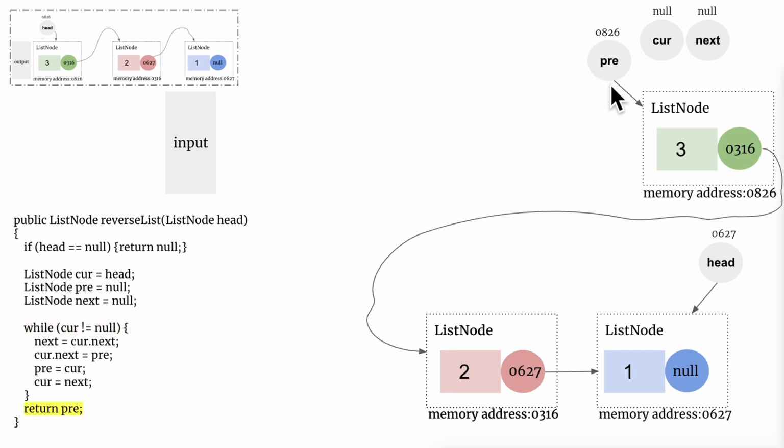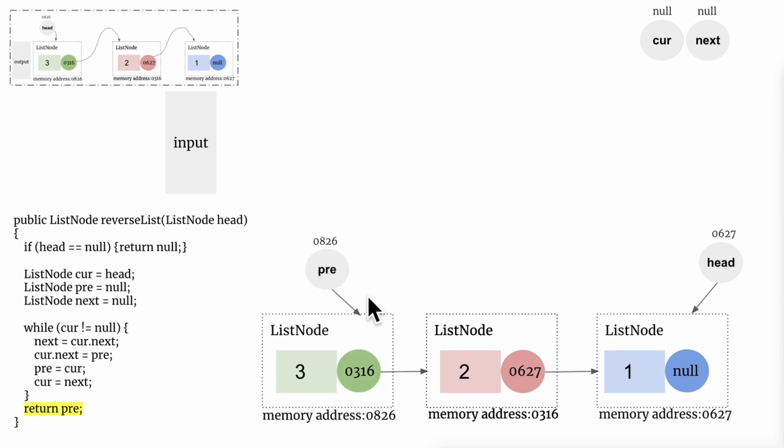Yes, we will return the reference pre, which points to node 3, the new first node in this reversed linked list. Perfect. As you can see, this is exactly what we want for our output. You might also notice that I didn't use the head pointer during the whole process. I know some prefer to use the head pointer as the current pointer to iterate through the whole linked list. I chose to create a new reference named cur for this purpose. It's just my personal preference.